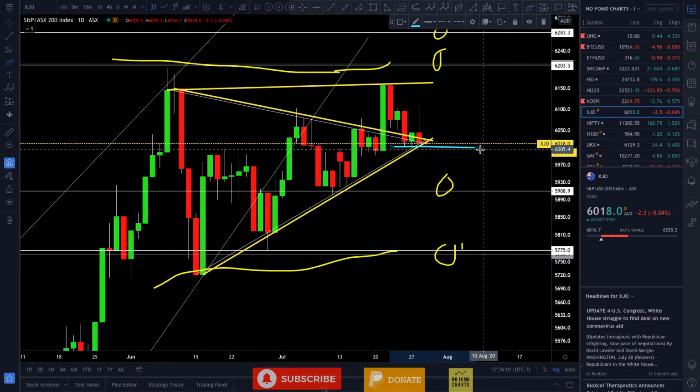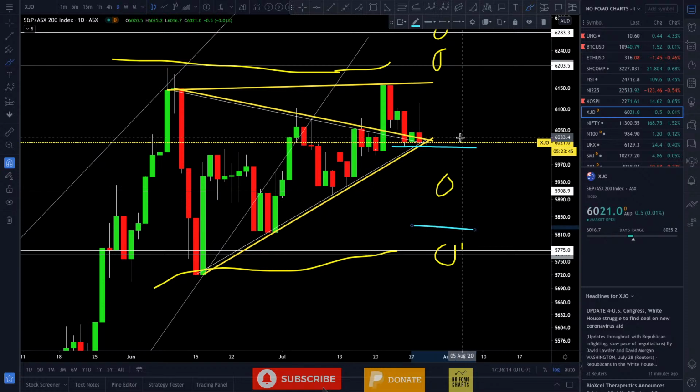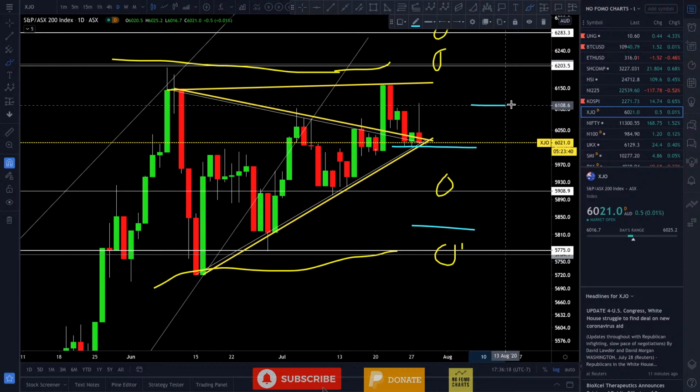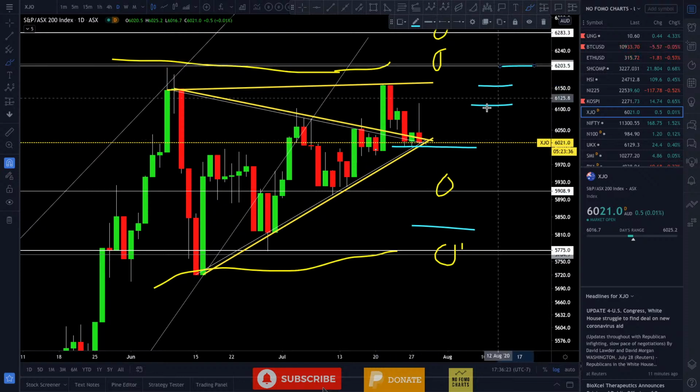Okay, so bearish targets to the downside: 6,000, 59.87, 59.18, 58.20. Resistance targets to the upside are still 61.10, 61.56, 62.01. So we'll see which way it's going to go.